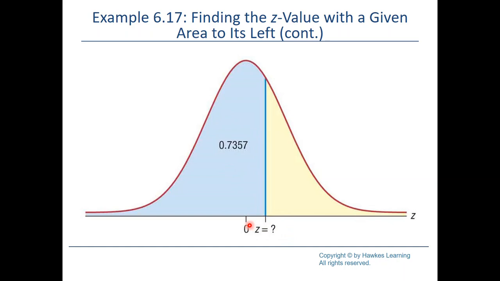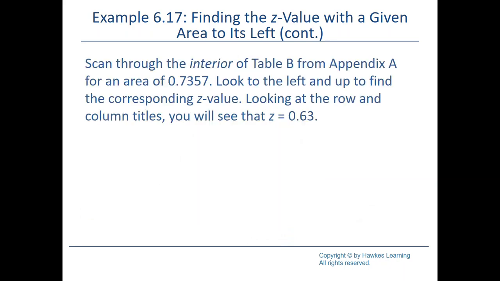So one of our ways is we can scan through the interior part of table B. Now I say table B from appendix A because we're looking for an area that has a positive z-value because it's greater than 0.5. So we're looking for 0.7357, and once you find it, you look up and to the left to find the corresponding z-value, which is going to give us 0.63.